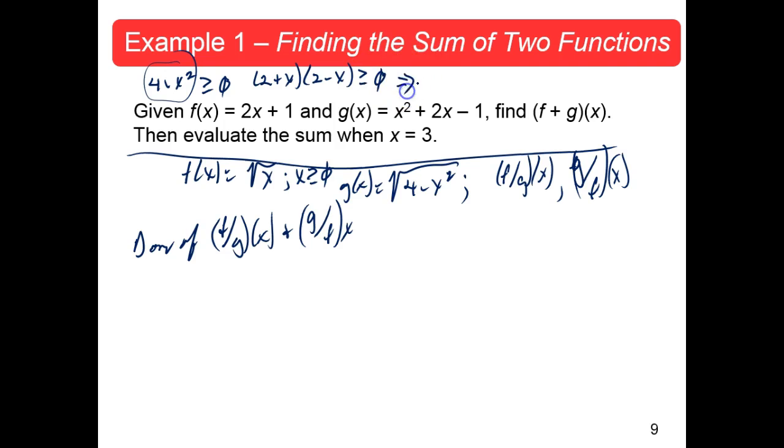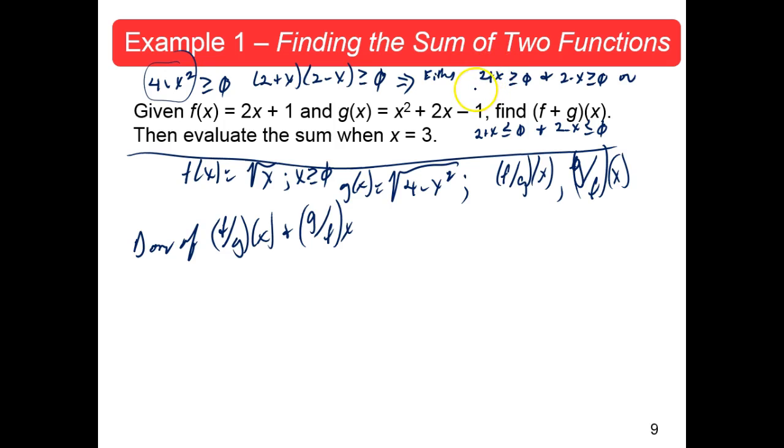This implies that either 2 plus x has to be greater than or equal to 0 and 2 minus x greater than or equal to 0, or 2 plus x has to be less than or equal to 0 and 2 minus x less than or equal to 0. So we got all this to consider. Let's do that first one first. They're not hard, they're just a little tedious.